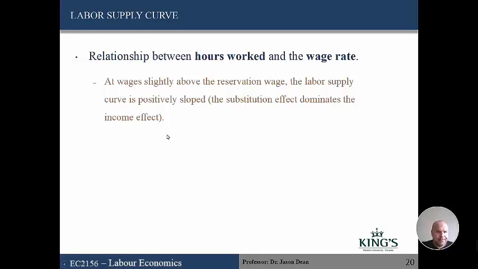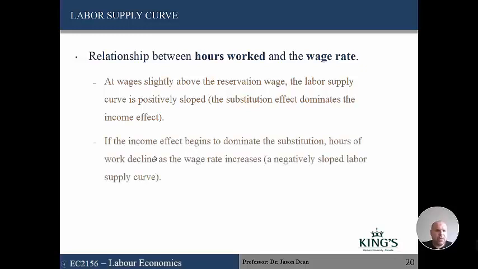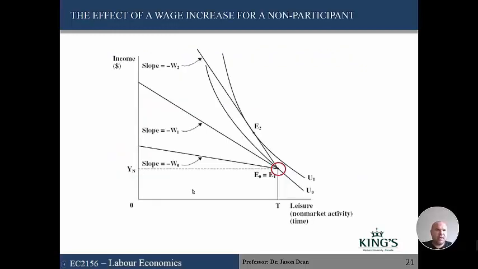At wages that are slightly above the reservation wage, the labor supply curve is typically positively sloped, where we have the substitution effect dominating the income effect. But there could be an income level high enough where the effects are reversed and the income effect begins to dominate the substitution effect. Okay, and so because of that, we can have a backward bending labor supply curve, which we'll see in a moment. So here we're just illustrating what could happen if the wage is increasing.